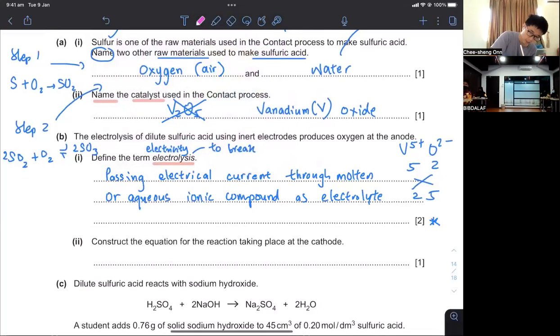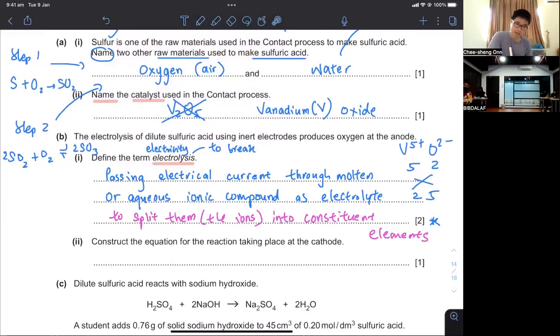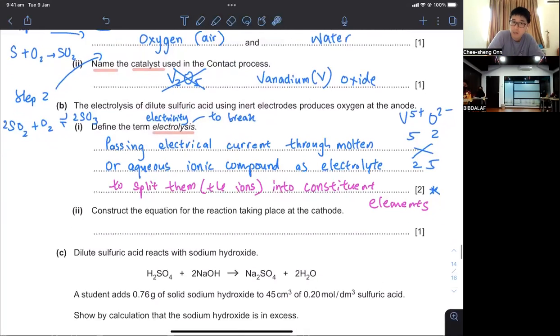What are we doing? To split them, meaning the ions, into constituent elements. If you realize, we get elements out of electrolysis. Sometimes you get oxygen, sometimes you get hydrogen, sometimes you get the metal. Constituent means what is it made up of? And you should have your own definitions in the textbook, in your notes as well.